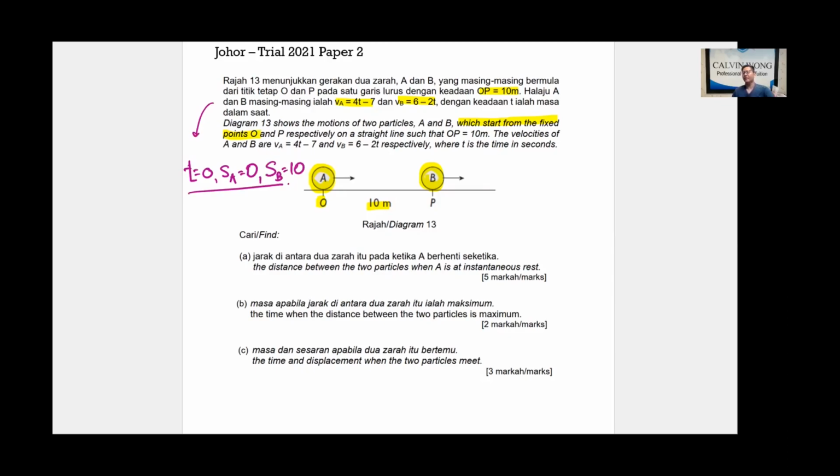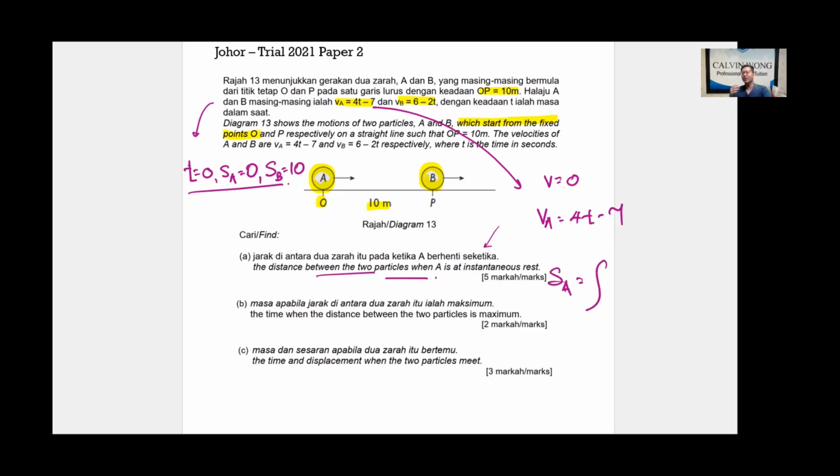Cari jarak, the distance between the 2 particles when A is at instantaneous rest. Yeah, but the BM version is easier lah. A berhenti seketika, that means V equals 0. I have VA equals 40 minus 7t. I can find the time when it berhenti seketika, and then I want to find the distance. I want to find SA.